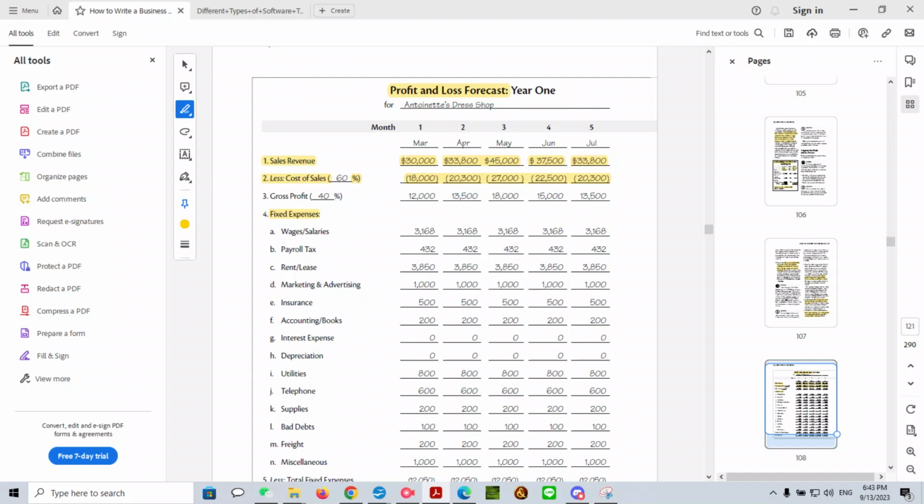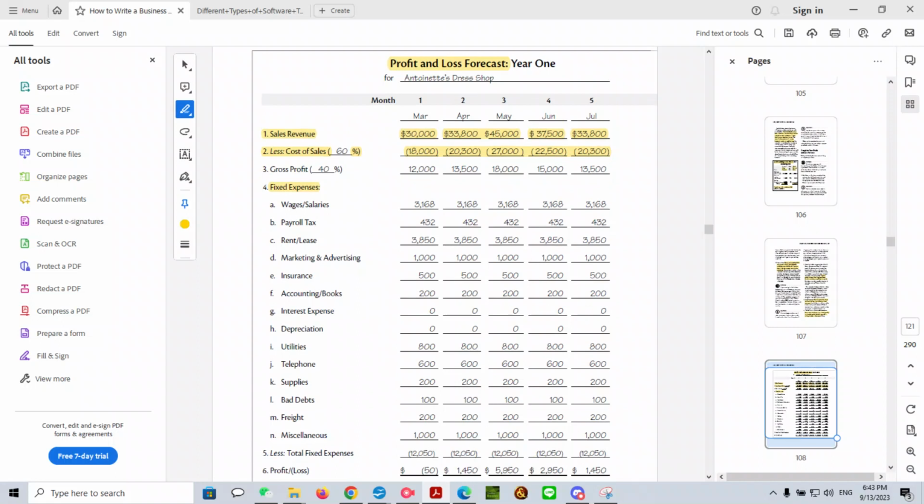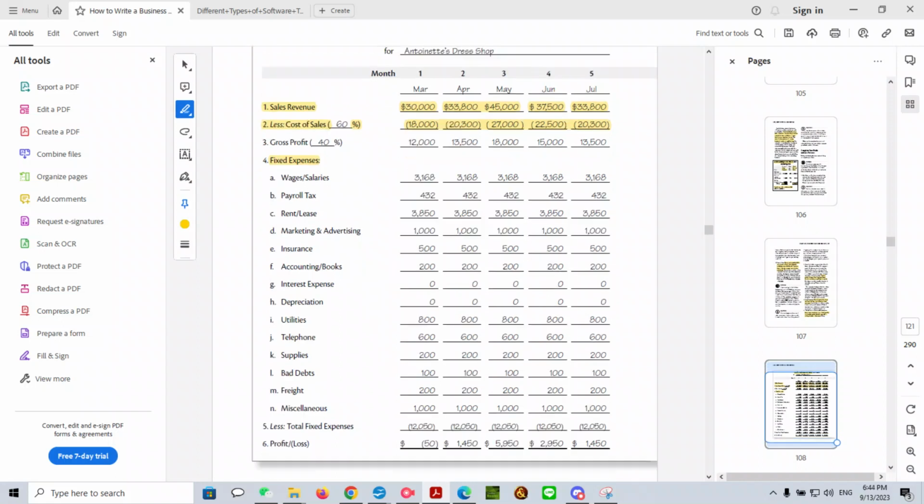Now when we look at fixed expenses, we need to add up all of our expenses month to month. Okay? So we do all wages and salaries, every single month in that year. Payroll tax, rent, lease, marketing, advertising, insurance, accounting books, interest expense, depreciation, utilities, telephone supplies, bad debts, freight, miscellaneous, total fixed expenses. You add all those. Sorry, that's all of our expenses here.